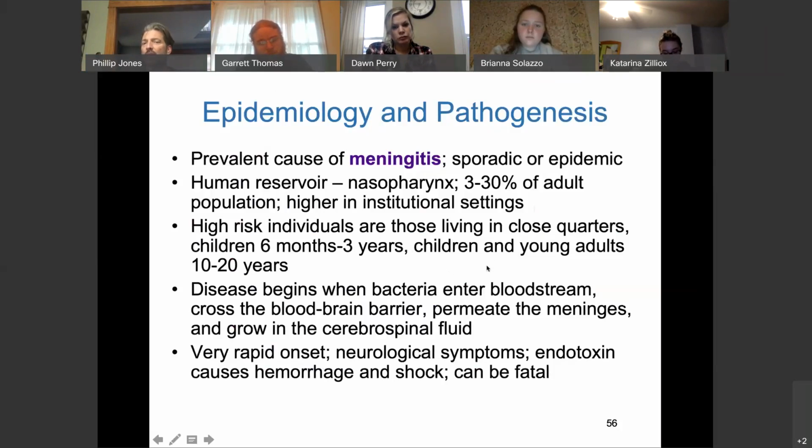Disease begins when bacteria enter the bloodstream, cross the blood-brain barrier, which shouldn't happen, permeate the meninges, and grow in the cerebrospinal fluid. So if you have it in your nose and something happens, it's not a far reach to get from your nasopharynx up into your brain. You can take any kind of sagittal look and see how quick that can happen. Very rapid onset of neurological symptoms. Endotoxin causes hemorrhage, shock, and can be fatal very, very quickly.